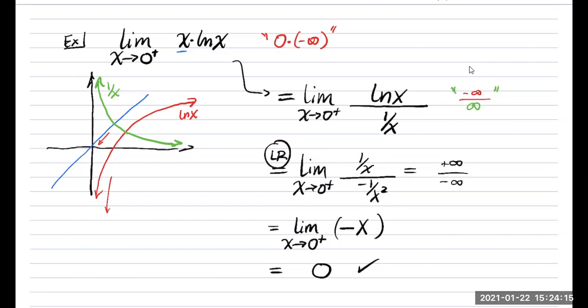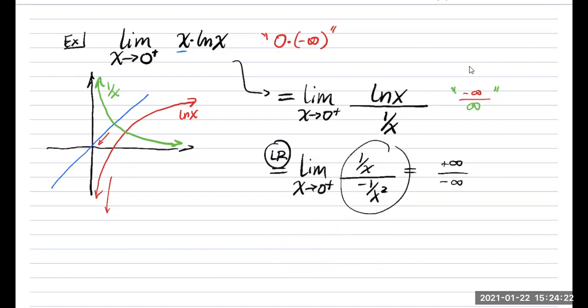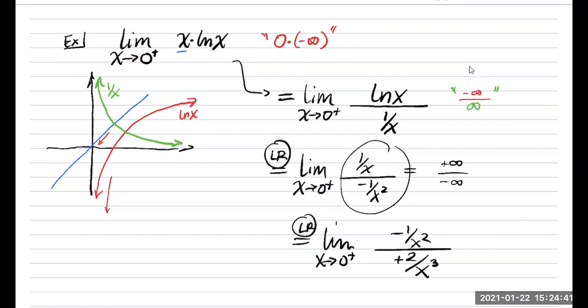And so you would use L'Hopital's rule again. You would actually use L'Hopital's rule on this expression here. And here's what you would get. So you attempt the limit again, and if you do, you're going to get infinity over infinity, and it's just going to keep going and keep going and keep going.